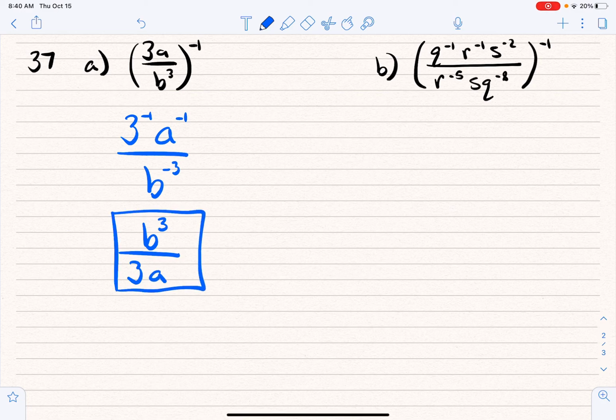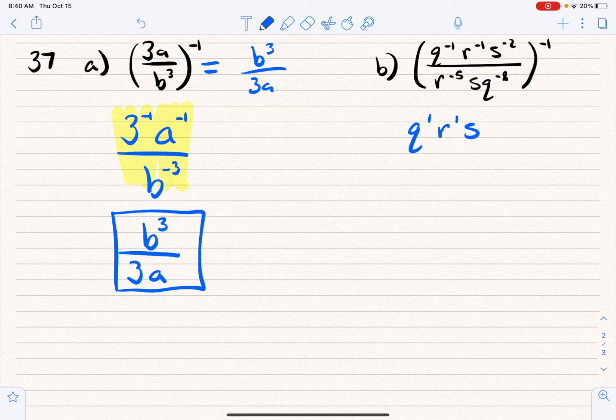And this next one is a little bit more complicated, but again, I could either flip everything inside, and that's what I could have done on this first one. I could have just said, well, that is b to the third over 3a, because that negative 1 would just flip everything. But for this one, flipping everything doesn't make sense because I have so many negative exponents. So it would actually make more sense to do what I did here and distribute it, because I'm going to see a lot of those negatives cancel out. So like q to the negative 1 raised to the negative 1 is just going to be 1. r to the negative 1 raised to the negative 1 is just going to be 1.